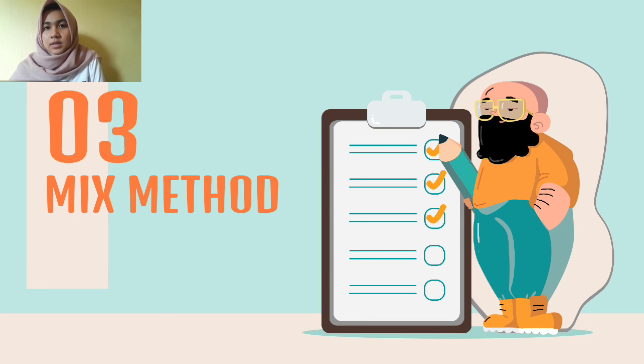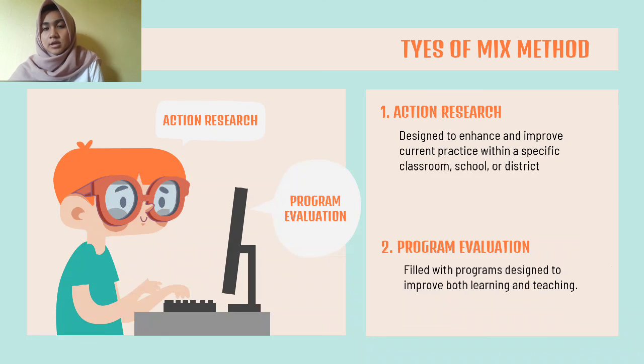The last one is mixed method, and here are the types. First one is action research. It is designed to enhance and improve current practice within a specific classroom, school, or district. Typically, this type of research is undertaken by practitioners who have identified problems they wish to solve, or who would like to find ways to enhance their own teaching or student learning, or both.